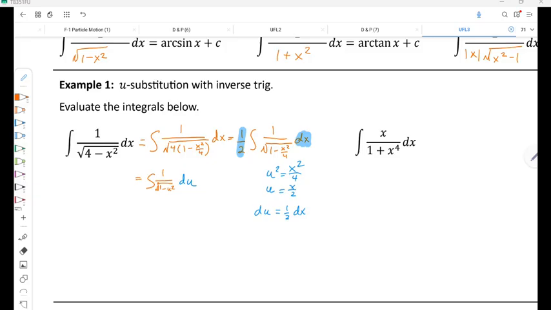Where did my x squared over 4 go? Sorry, I should be pointing to the right one. Where did my x squared over 4 go? It went right there with u squared. So our answer here, that is a must-know integral, and it is the arcsine of u. Yep. So our answer here is the arcsine of x over 2 plus c. Boom.